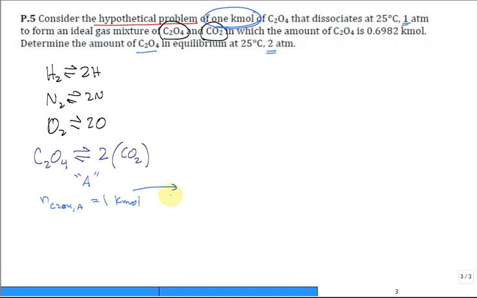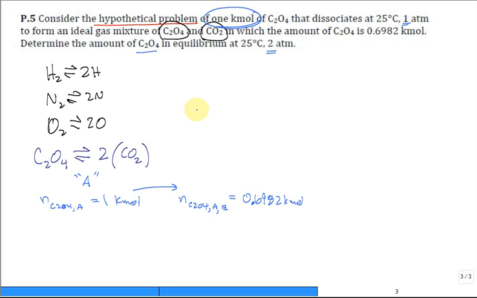After I let it come to equilibrium, some of it dissociates. And so the amount of C2O4 in case A in equilibrium is equal to 0.6982 kilomoles. Does that make sense? Okay. So it's going to be tough, but you think about this.